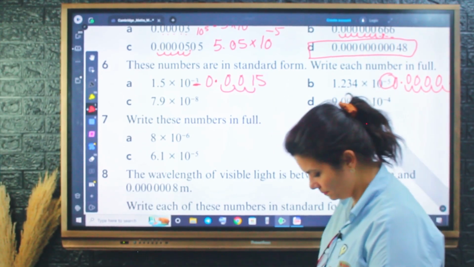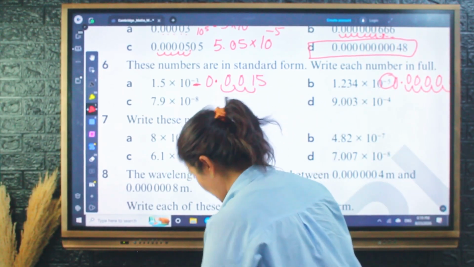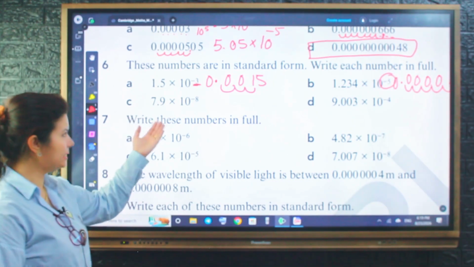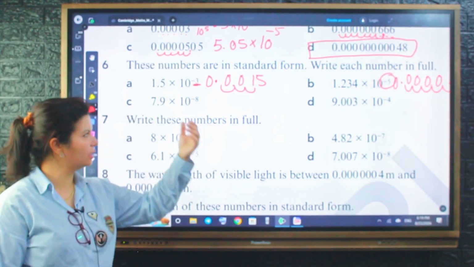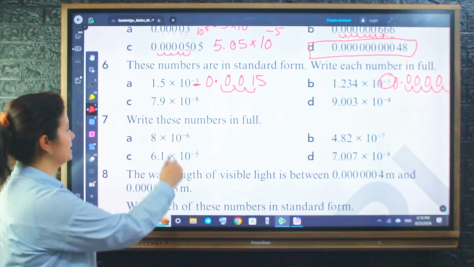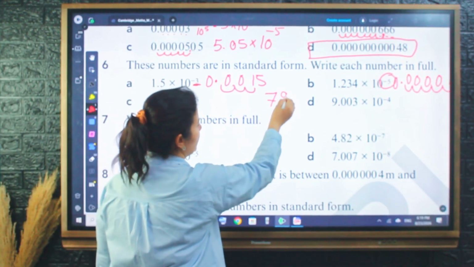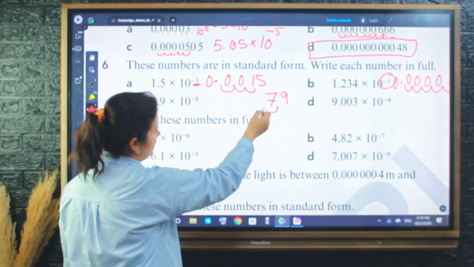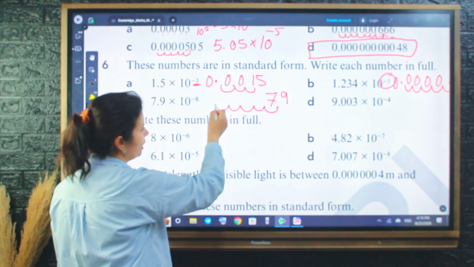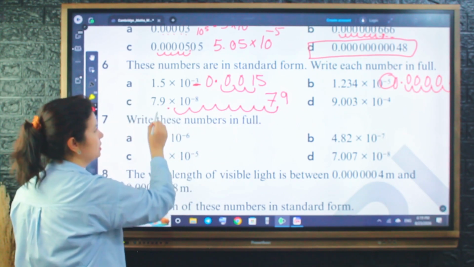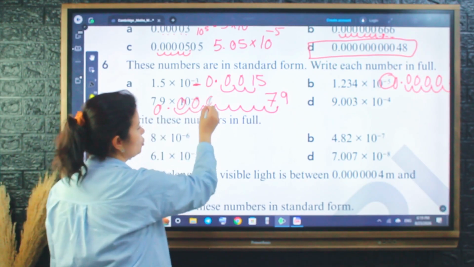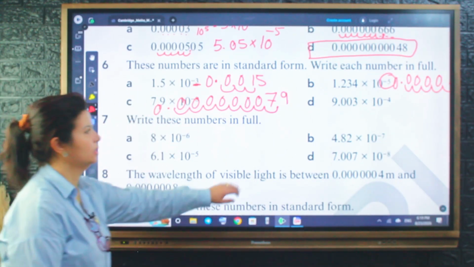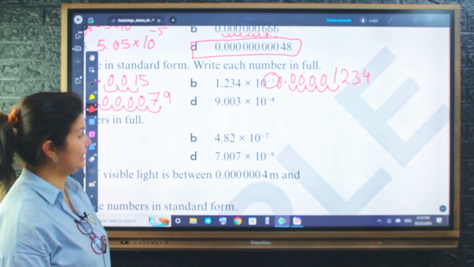Okay, letter C. If we look at C, here we have 7.9 times 10 raised to power 8. That means we're going to go back 8 decimal places. So I'm going to write the number itself and start from here because the point was between 7 and 9 and go back 8 places. 1, 2, 3, 4, 5, 6, 7, 8. Then I put the point at 0 and instead of each jump we add 0. Super easy.